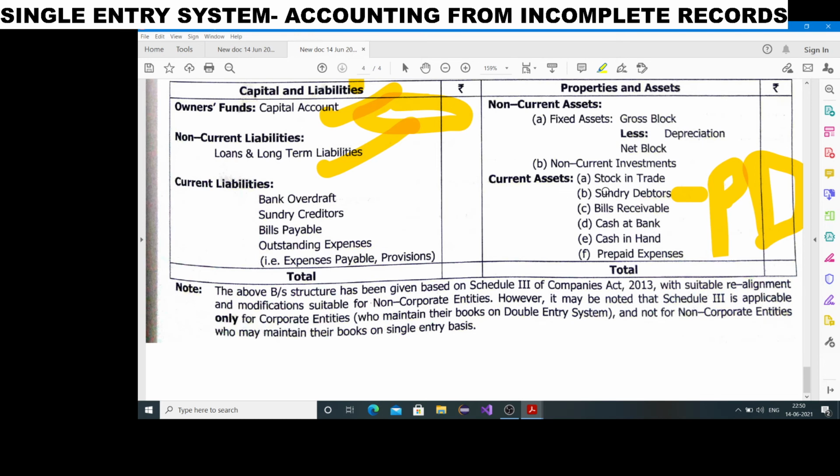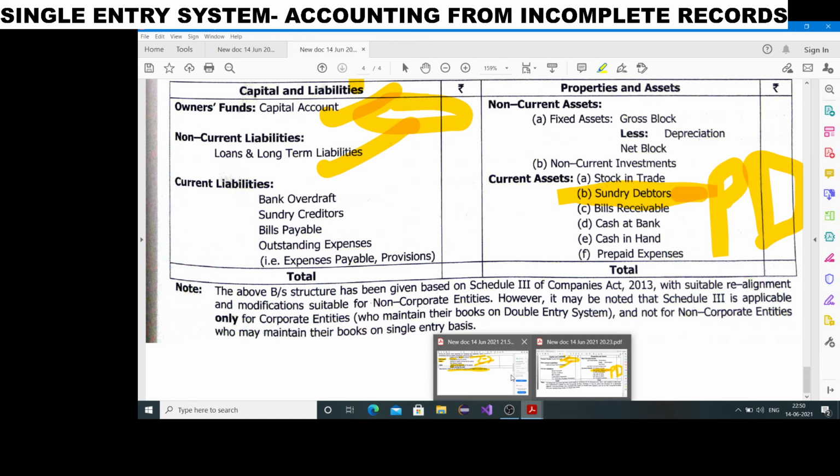So I feel you will be clear with this concept. Why don't we record provision for doubtful debts and bad debts recovered in the sundry debtors account? And here we are, and we have completed this chapter.